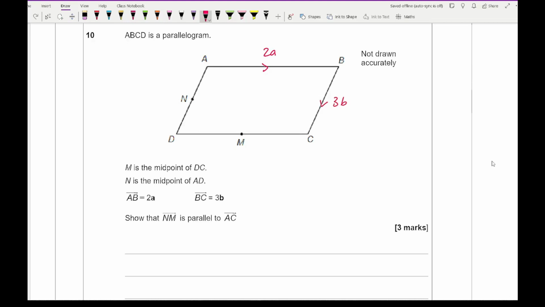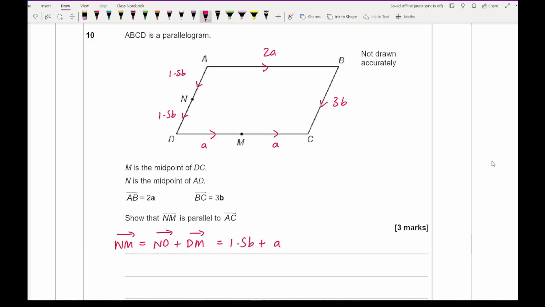Now if N and M are midpoints, then D to M is going to equal A and M to C is also going to equal A, and A to N is going to be 1.5B and N to D is going to be 1.5B. So then to work out N to M, I need to work out these bits separately. So N to M, I'm going to go N to D plus D to M. So that's going to equal 1.5B plus A.